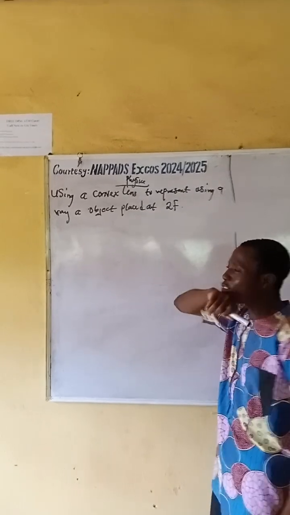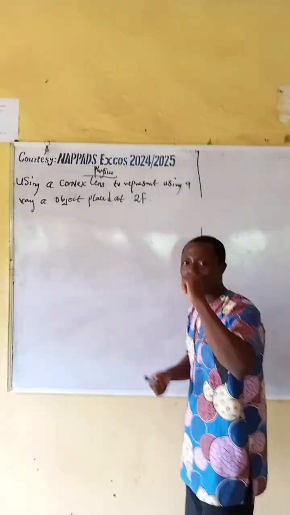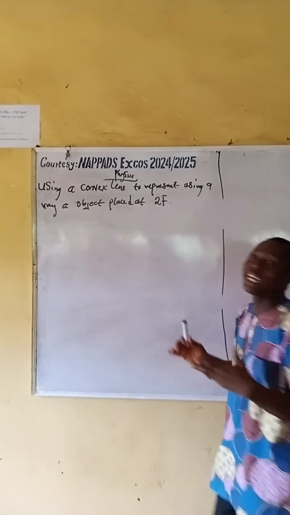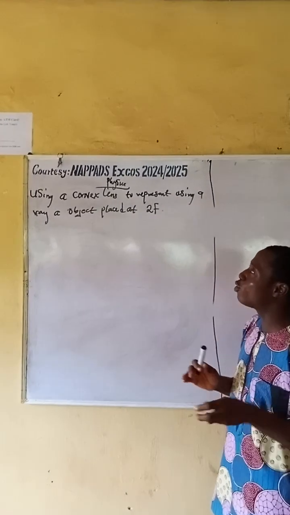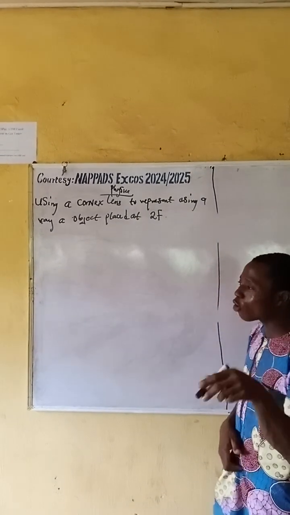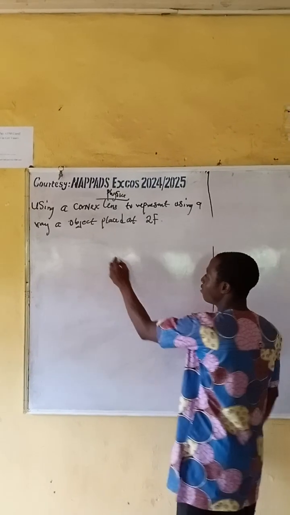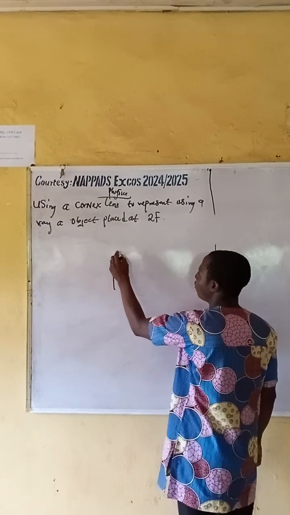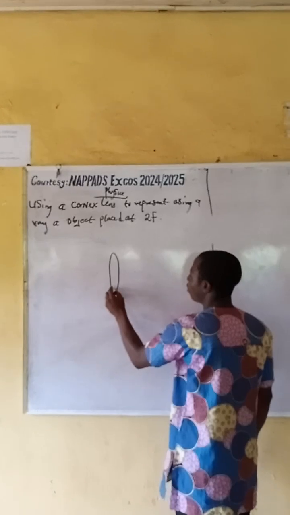We want to use this question to explain something about drawing a ray diagram. In this video, I'm going to talk on lens, and after that, I will talk on mirror. First of all, this is how the diagram will look.